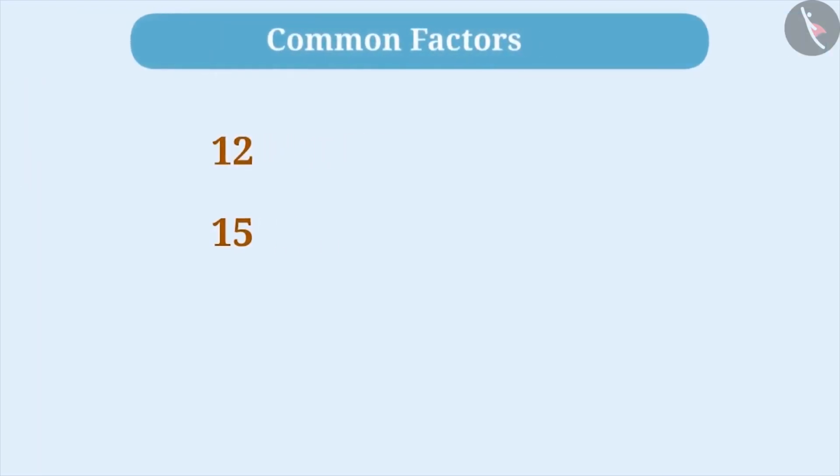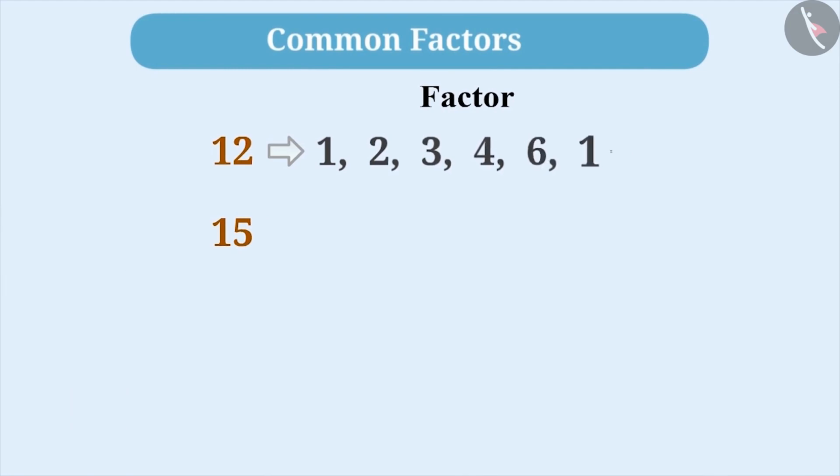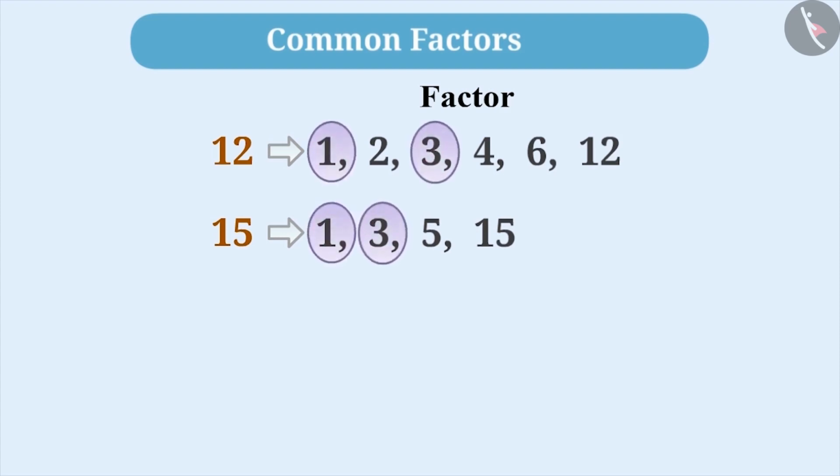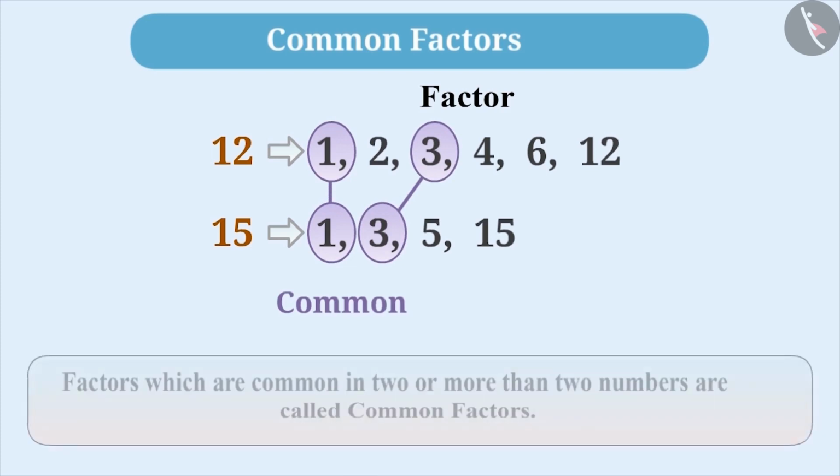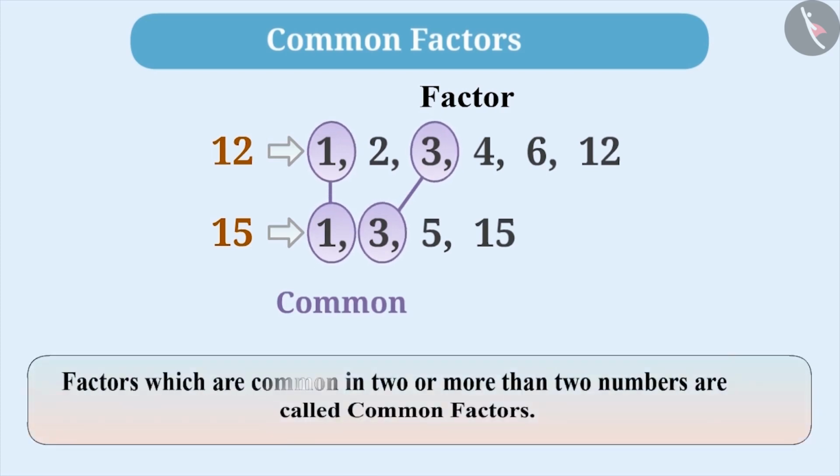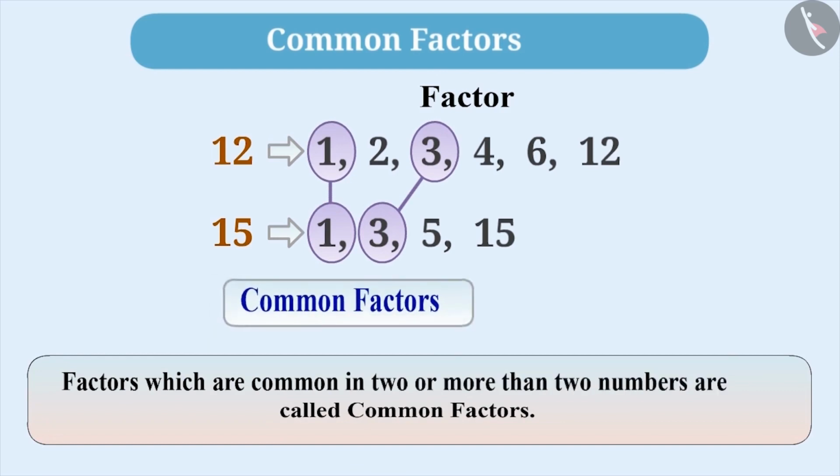Now let's look at these numbers. Let's find the factors of these numbers. Factors of 12 are 1, 2, 3, 4, 6 and 12, and factors of 15 are 1, 3, 5 and 15. If you observe, you will get to know that the numbers 1 and 3 are the common factors of both 12 and 15. This means they are common in both the lists. The factors which are common among the factors of two or more than two numbers are called common factors.